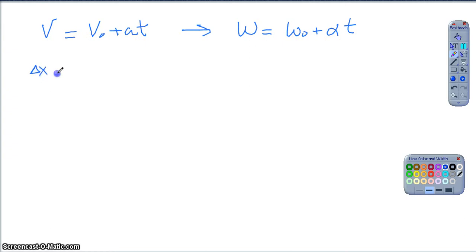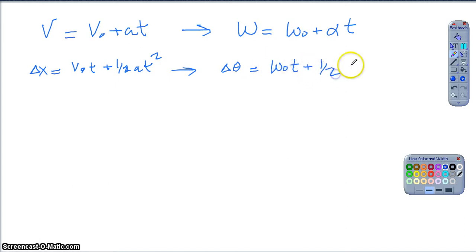So what about delta x equals v sub 0 t plus 1/2 at squared, right? What's the equivalent of that? Well, again, what's representing my change in displacement? My change in angular displacement, delta theta, in radians, would be equal to my initial angular velocity times the time plus 1/2 times, again, alpha instead of a, and then t squared.